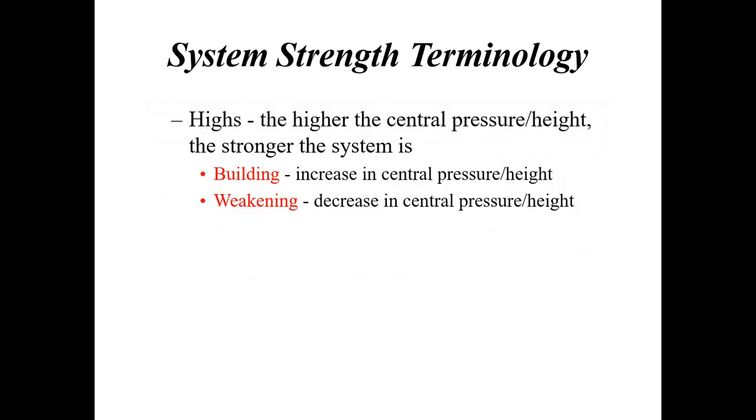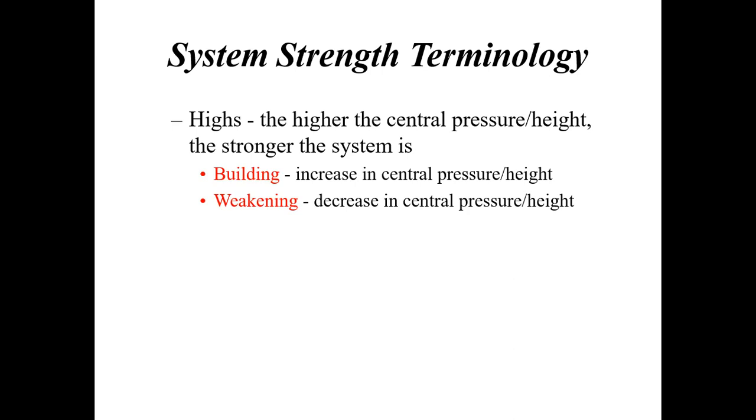Now with surface high pressure systems, the higher the central pressure, the higher the height, the stronger the system is. And we usually use two terms associated with high pressure systems, and these are building or weakening. When I have a building high pressure system, this is an increase in central pressure or height. On the upper level charts, my upper level heights are building. That means my high pressure system at the surface is ultimately getting stronger.